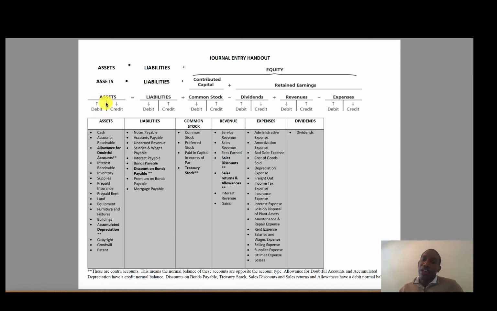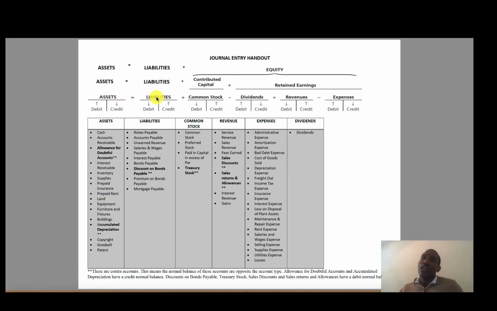Anytime you have an asset account, when you increase it, which is the arrow going up, you put it on the debit side. So I can create a T for an asset account. When I want to increase the asset account, I put it on the debit side. When I want to decrease an asset account, I put it on the credit side. So an asset is on the debit side to increase, and on the credit side to decrease.